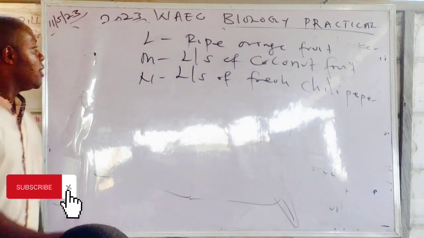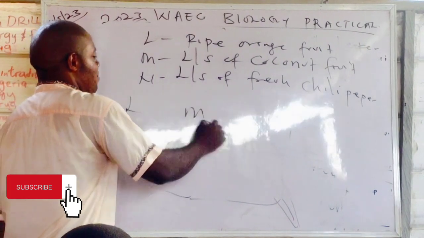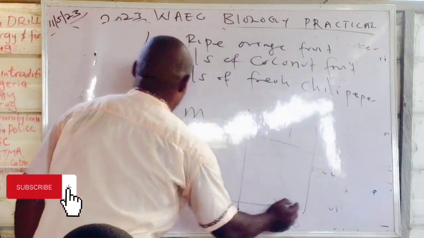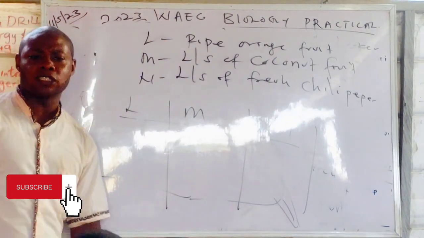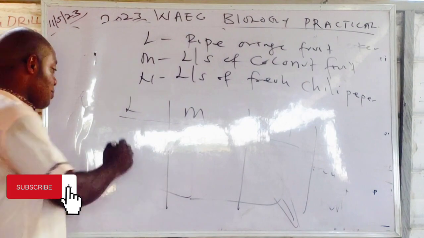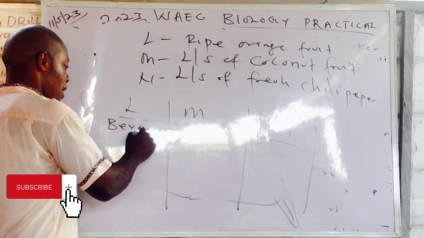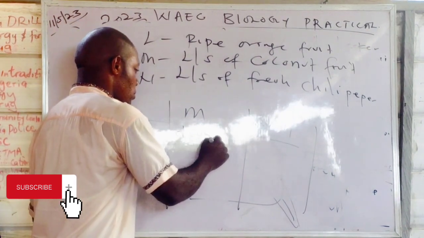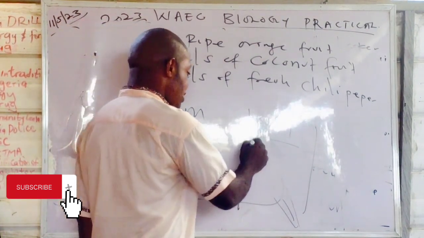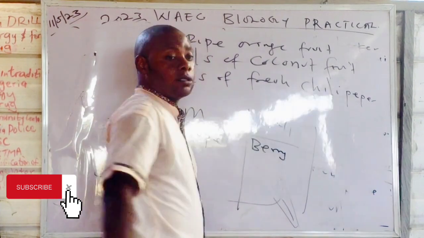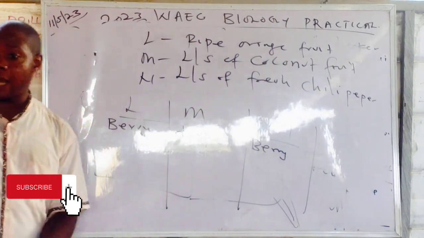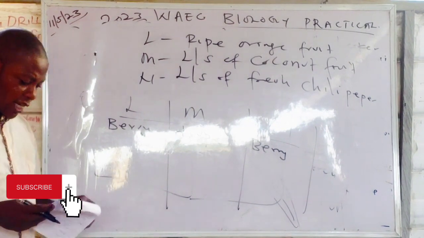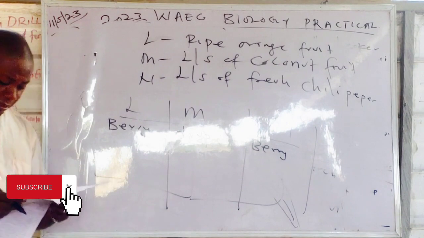Now let's say L, M, and N under types. L is what? What type of fruit is orange? Orange is a berry. Don't forget that. M is what? Coconut is a drupe. Chili pepper is what? You see a berry. Pepper and tomato, they are still under berry.